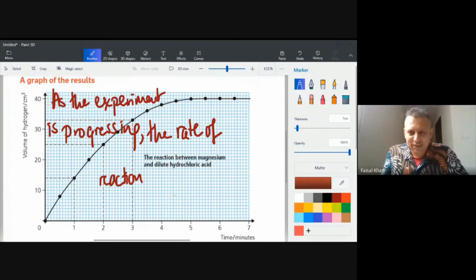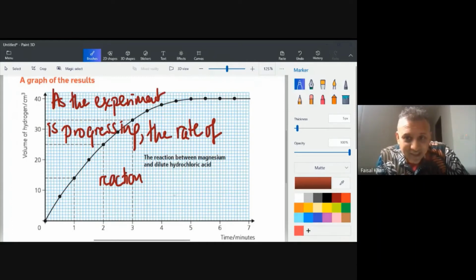Now we need to punch the answer. It starts at its highest point and then decreases. No, we can't say starts at its highest point, because that doesn't complete the sentence. We're talking about the rate of reaction. You can simplify that. Just say what happens to the rate of reaction as time progresses.